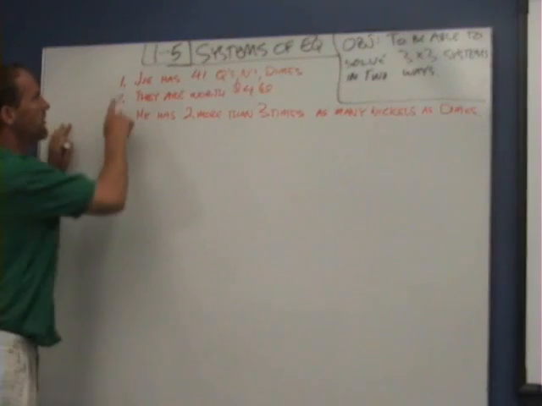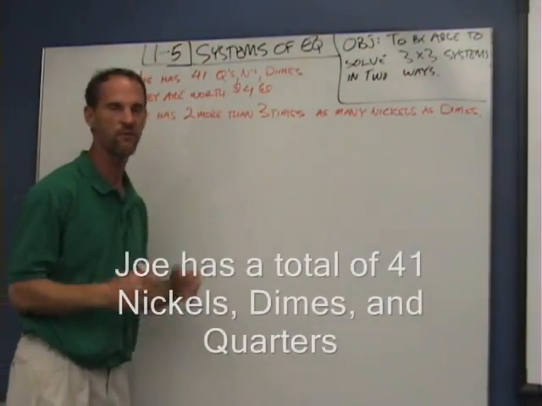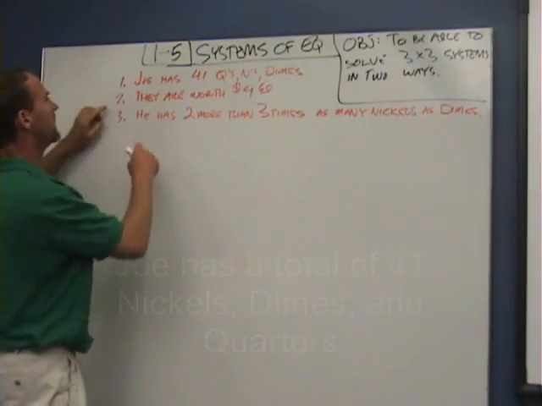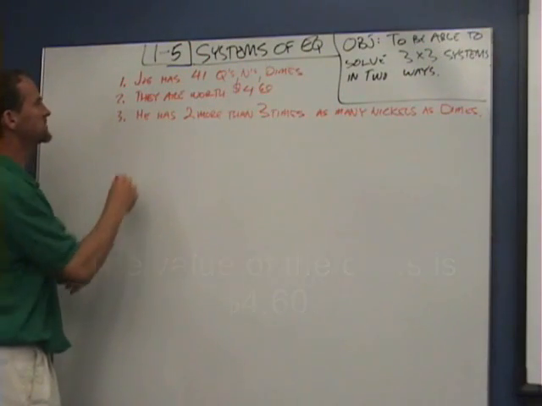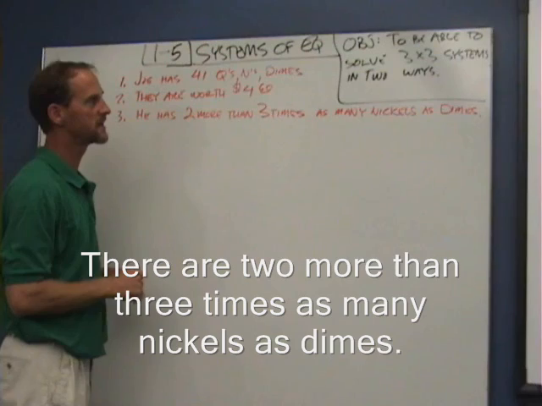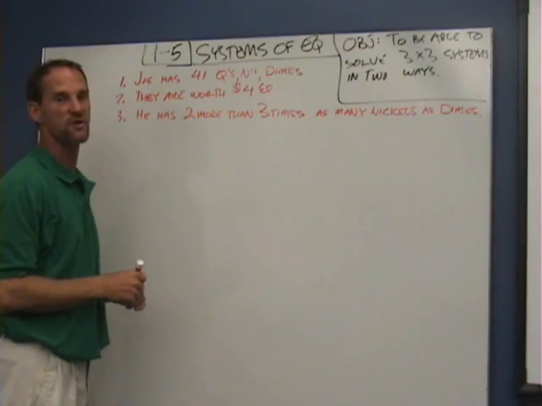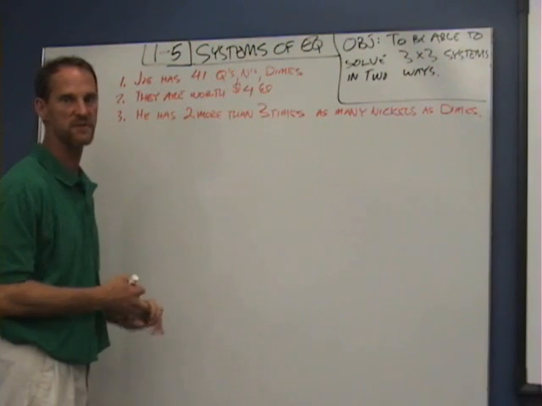Well, Joe has 41 coins, and they're quarters, nickels, and dimes. So we've got 41 coins in a piggy bank. They're worth a total of $4.60, these quarters, nickels, and dimes. And he happens to have more than 3 times as many nickels as he has dimes. So how do we solve the precise number of nickels and quarters and dimes that he has?